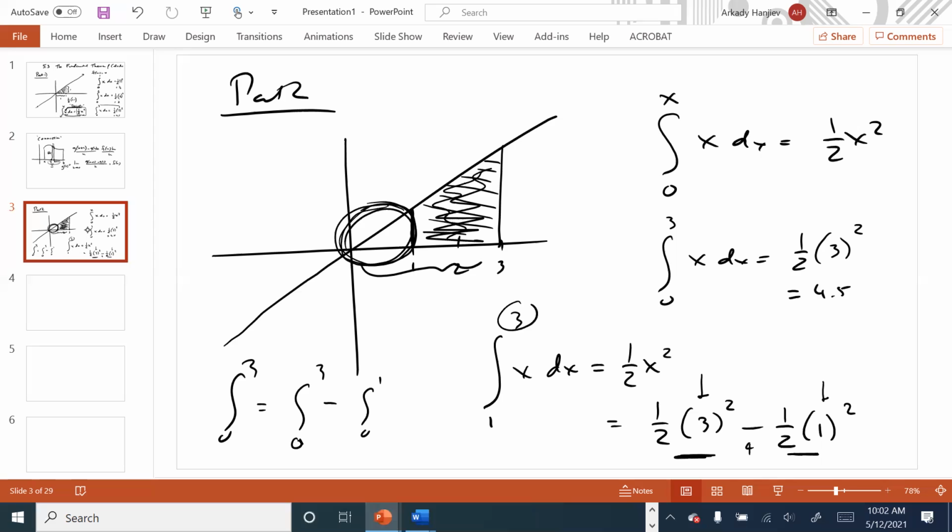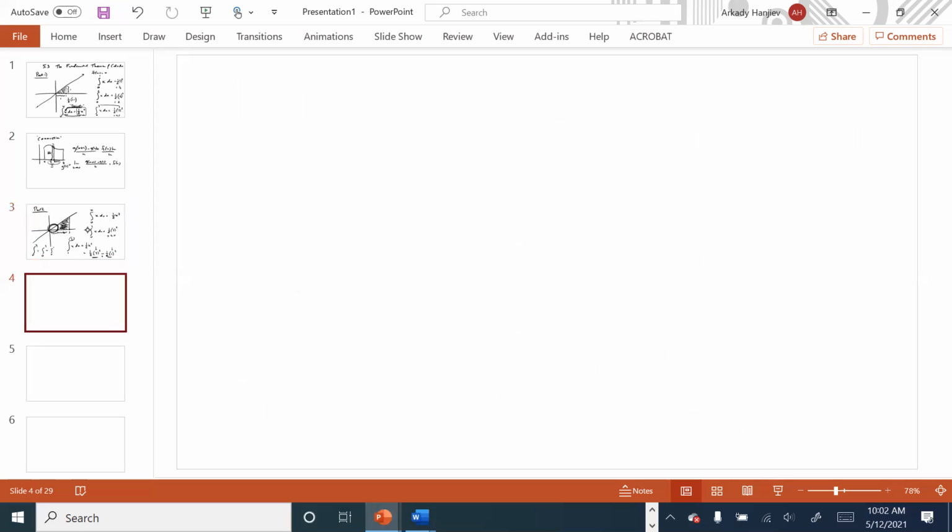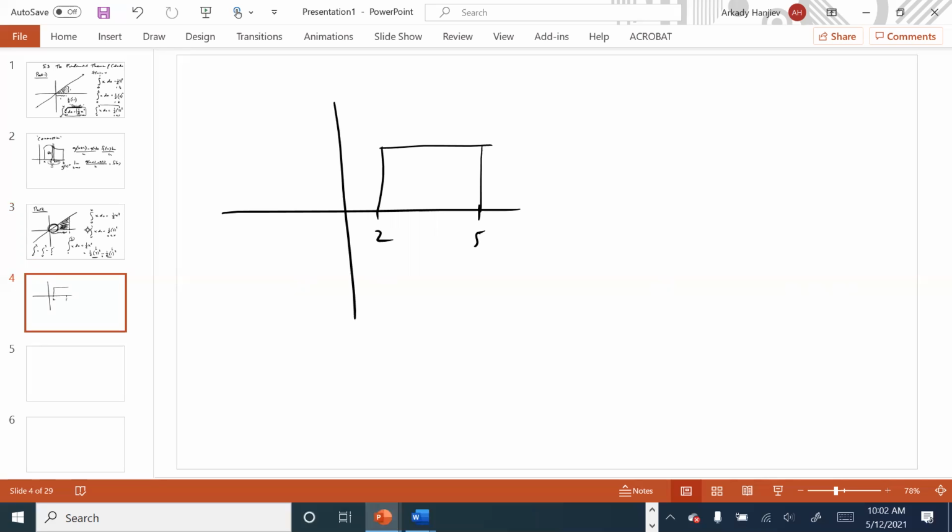Let's see if that works on another one that we did in 5.1. Remember this one from Monday's class? We went from 2 to 5. I'm going to write it on top though. I want this area right here, and it was y is equal to 4. Good? Let's see if this works.